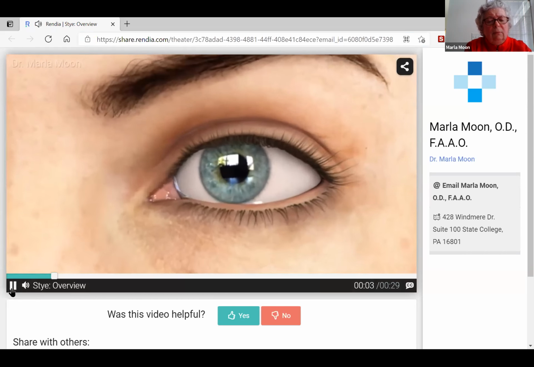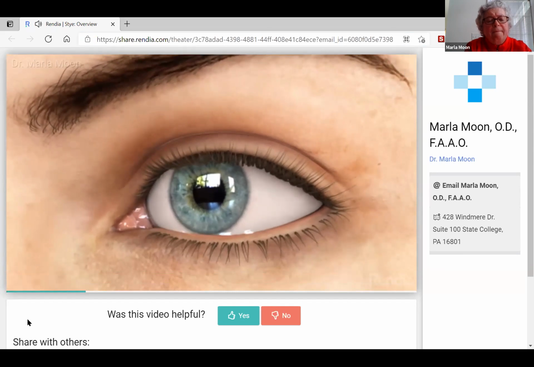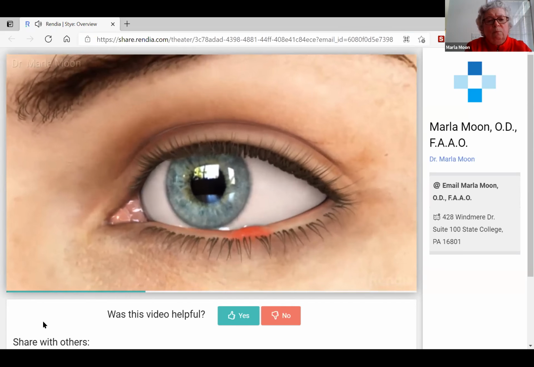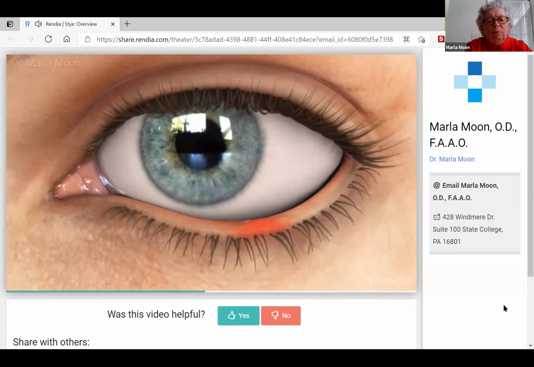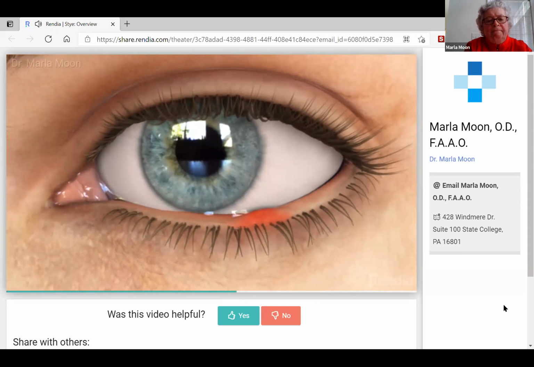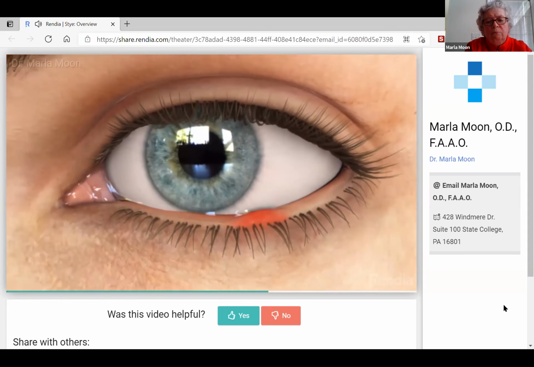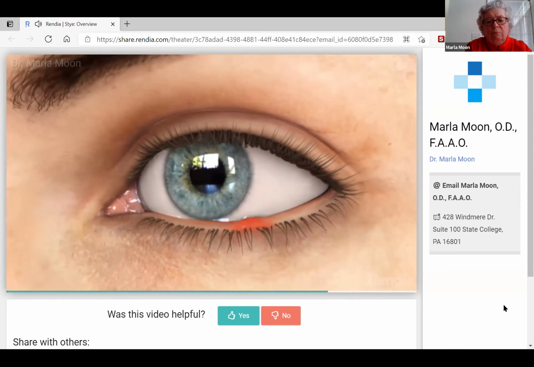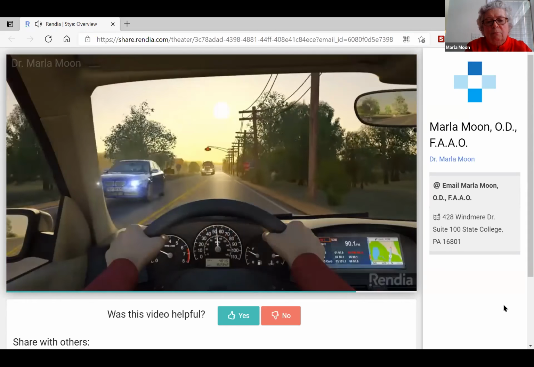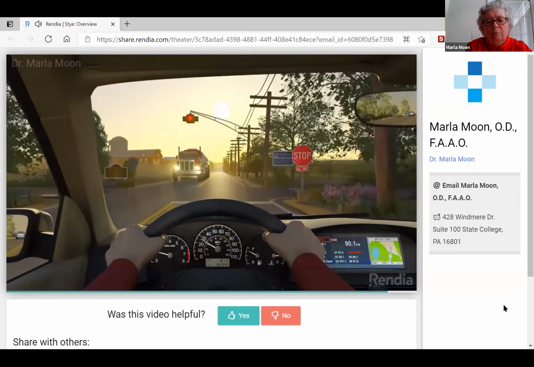A sty develops when one of the glands at the edge of the eyelid becomes infected. Resembling a pimple, a sty can grow on the inside or outside of the eyelid. Styes can occur at any age. Affected areas are tender, with localized redness and swelling. They do not interfere with vision.